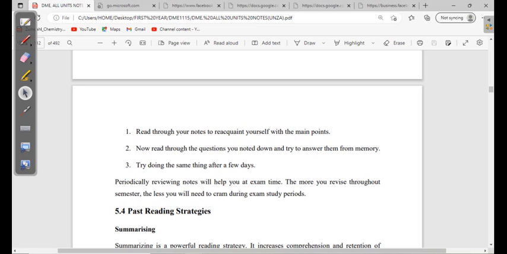So that is about some reading strategies when it comes to thoroughly reading.